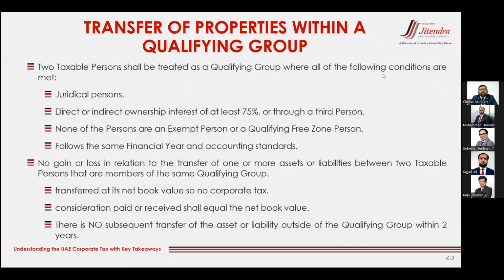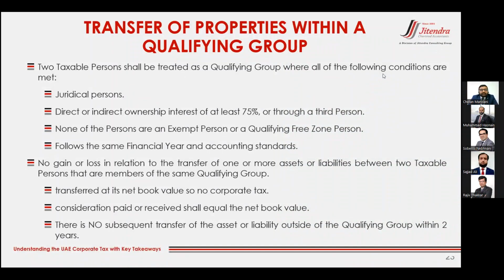The first one: all the companies, all the persons should be juridical persons, either resident or non-resident, doesn't matter. In a tax group, only a resident person can be a part of the tax group. Here resident and non-resident both can be a part of a qualifying group. Second condition is that they are either directly or indirectly owning 75% or more of the capital. Third condition is that none of them should be an exempt person or a qualifying free zone person. Fourth condition is that they follow the same financial year and accounting standards.